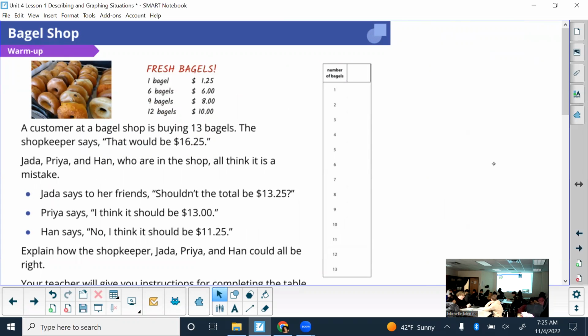A customer at a bagel shop is buying 13 bagels. The shopkeeper says that would be $16.25. Jada, Priya, and Han, who are in the shop, all think it is a mistake. Jada says to her friend, shouldn't the total be $13.25? Priya says, I think it should be $13. Han says, no, I think it should be $11.25. Explain how the shopkeeper, Jada, Priya, and Han could all be right.